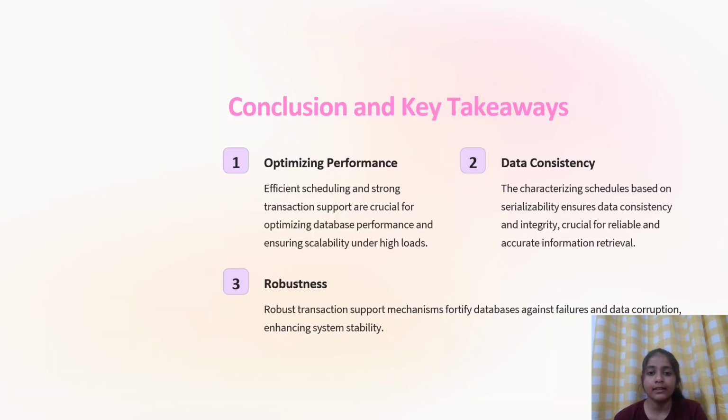The conclusion and key takeaways are optimizing performance, data consistency, and robustness. Optimizing performance: efficient scheduling and strong transaction support are crucial for optimizing database performance and ensuring scalability under high loads. Data consistency: characterizing schedules based on serializability ensures data consistency and integrity, crucial for reliable and accurate information retrieval. Robustness: transaction support mechanisms fortify the database against failure and data corruption, enhancing system stability.